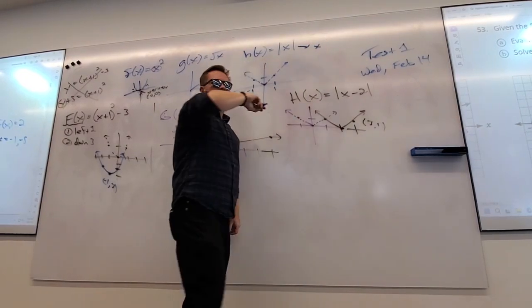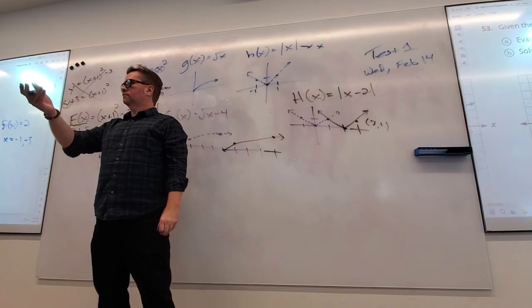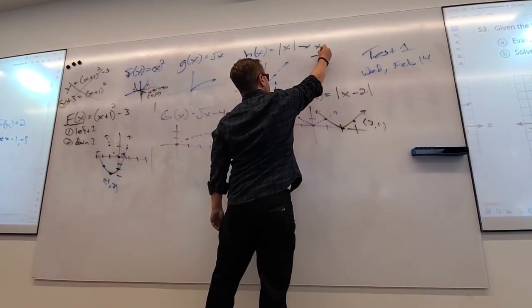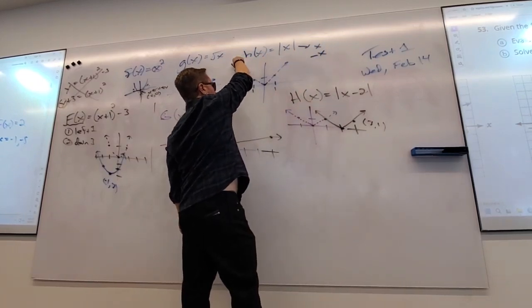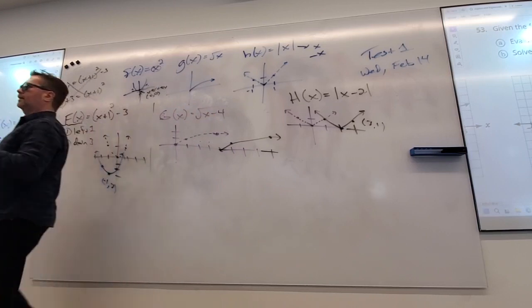Does everybody agree with me? What's the slope of that? 1. It's 1x, right? Okay. For negative x's, it has to change the sign. That slope is -1. Negative 1 slope, and then a 1 slope. Okay, I like it.